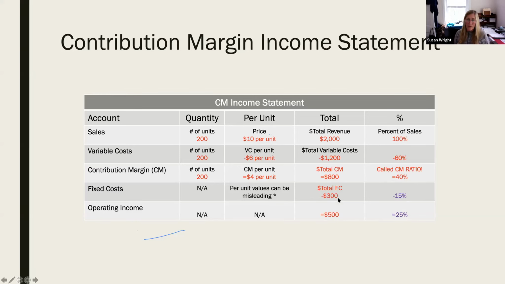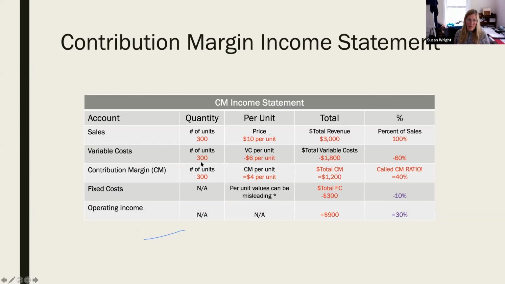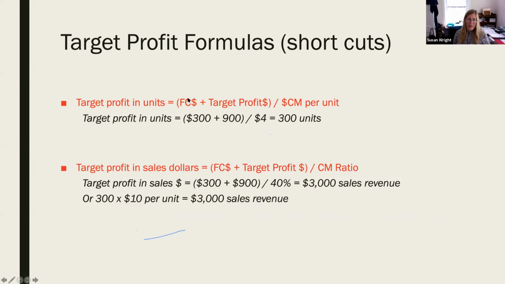This is what we call a proof. So here's your, oh shoot, hang on a second. Let me show it to you. There's your formula right there. Fixed cost plus target profit. So whatever your target profit is, divided by the contribution margin per unit, will give you the number of units.